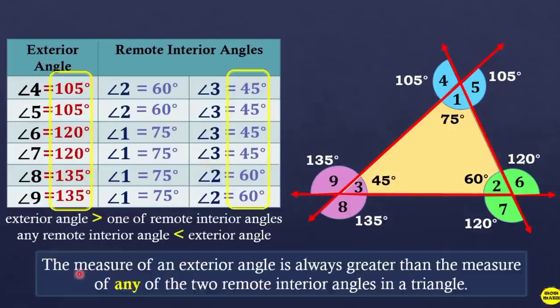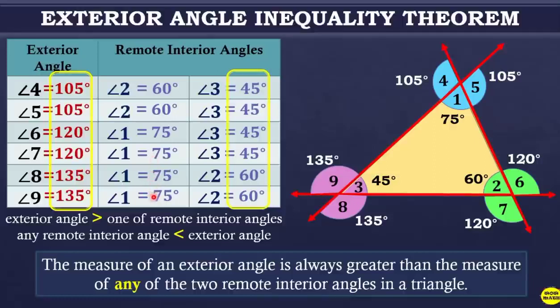So, we can say that the measure of an exterior angle is always greater than the measure of any of the two remote interior angles in a triangle. Tatandaan na for every exterior angle, this is always greater than one of its remote interior angles. And that is the exterior angle inequality theorem. Yun po ang sinasabi ng exterior angle inequality theorem, that the measure of an exterior angle is always greater than the measure of any of its two remote interior angles.